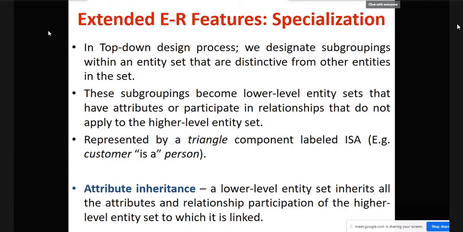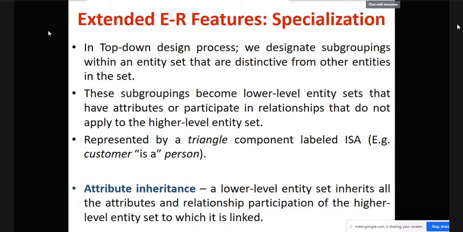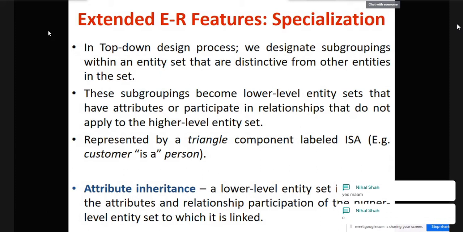Specialization and generalization. You all have studied inheritance. Have you studied inheritance in any programming language? Anyone, can you tell me? Yes, ma'am. So which language have you studied? Java. Okay, you have reached till inheritance.